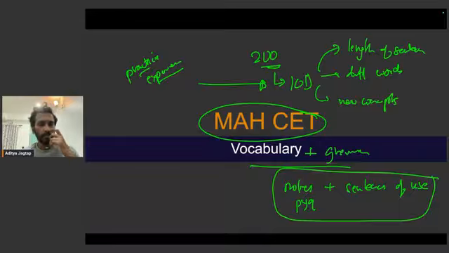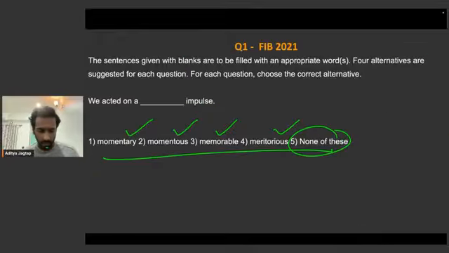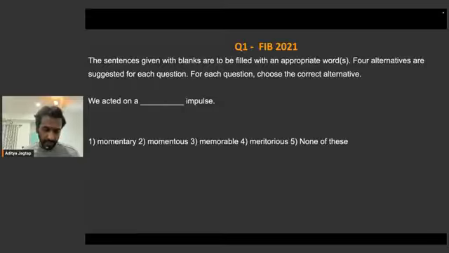I want all of you to participate. The questions are fairly easy, so make sure that you're trying to answer these questions. We'll go through these questions really fast. Here's the first question. The sentences given with blanks are to be filled with appropriate words. 4 alternatives are suggested. Choose the correct alternative. We acted on a dash impulse.